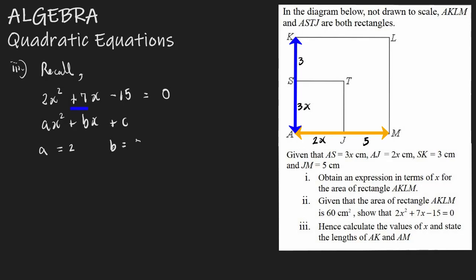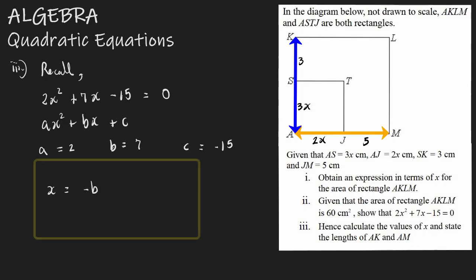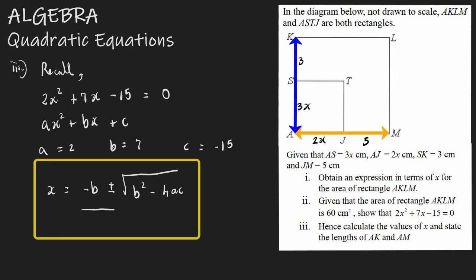In this example, c is our constant, which is 7. In this example, this is negative 15. Now that I have determined the values of my coefficients and my constant, I can use the quadratic formula, which is x is equal to negative b plus or minus the square root of b squared minus 4ac, all over 2a.